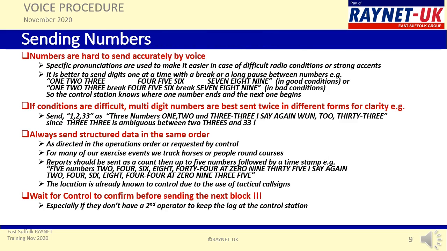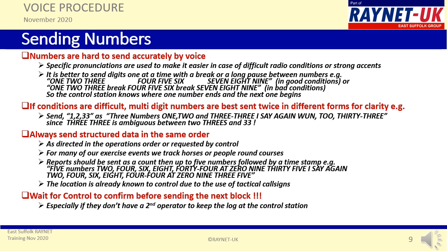Numbers are hard to send accurately by voice. We use specific pronunciations to make it easier in case of difficult radio conditions or strong accent. It's better to send digits one at a time with a break or a long pause between numbers. So we might say 1, 2, 3, 4, 5, 6, 7, 8, 9 in good conditions, or 1, 2, 3, break, 4, 5, 6, break, 7, 8, 9, break in bad conditions, so the control station knows where one number ends and the next one begins.